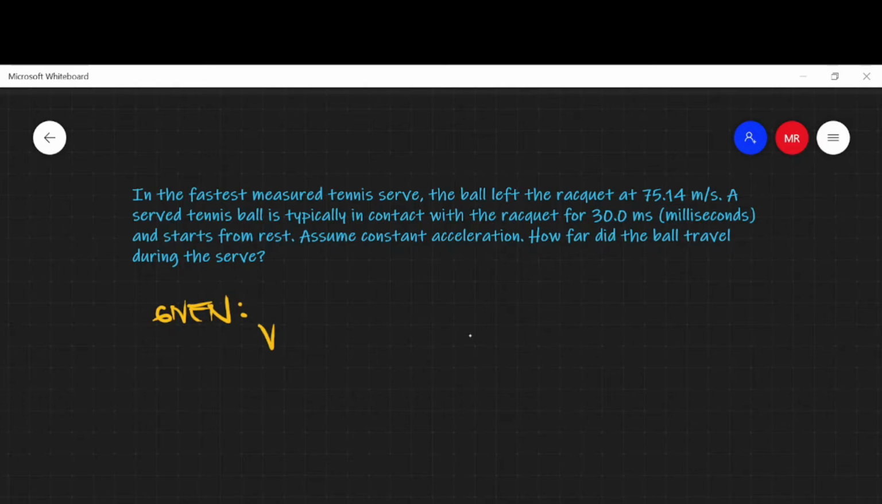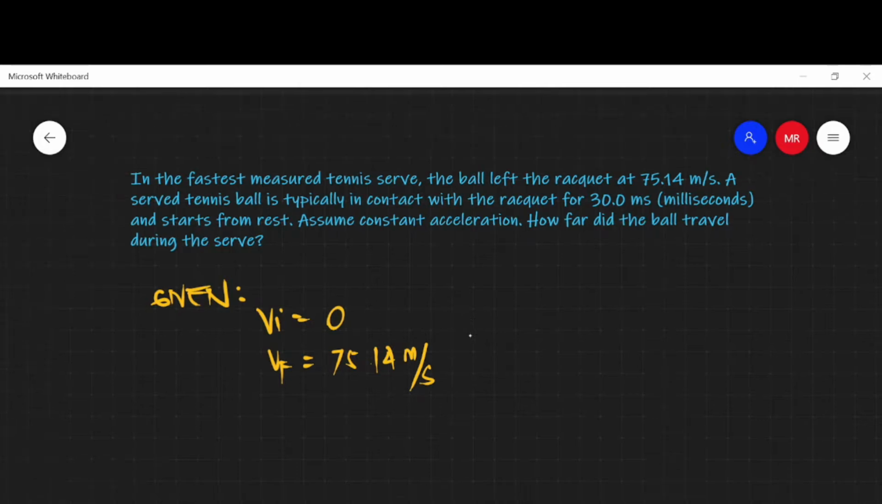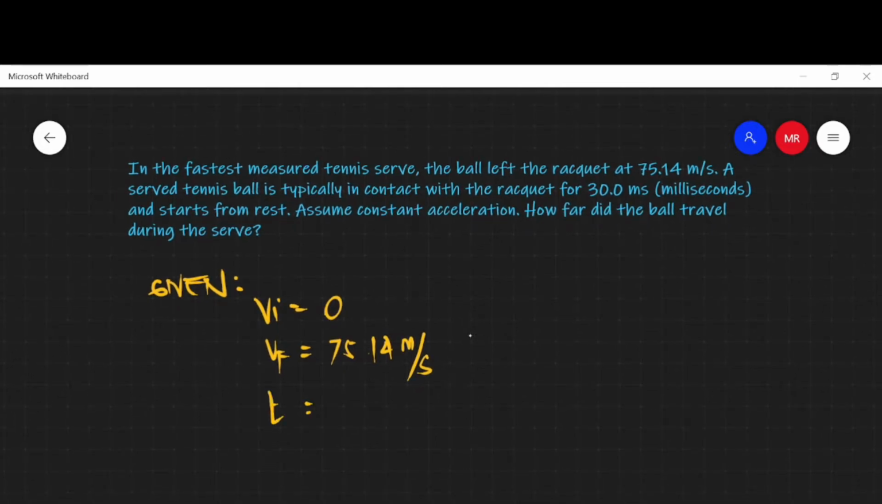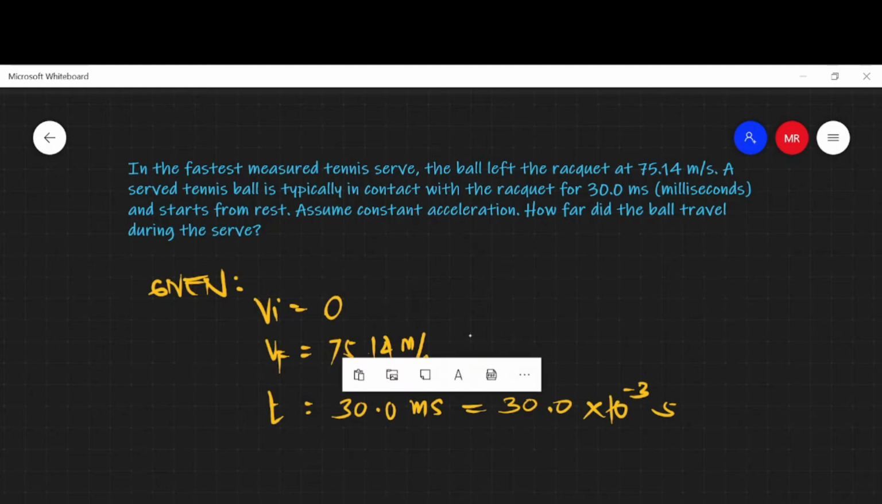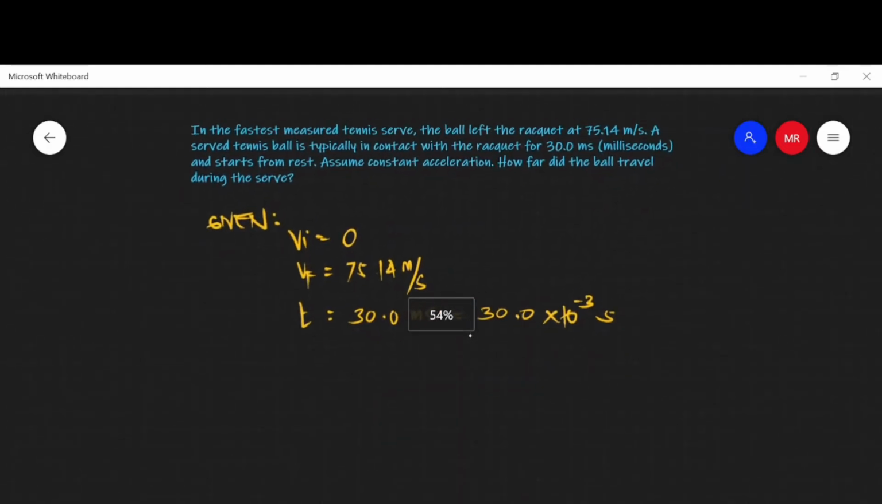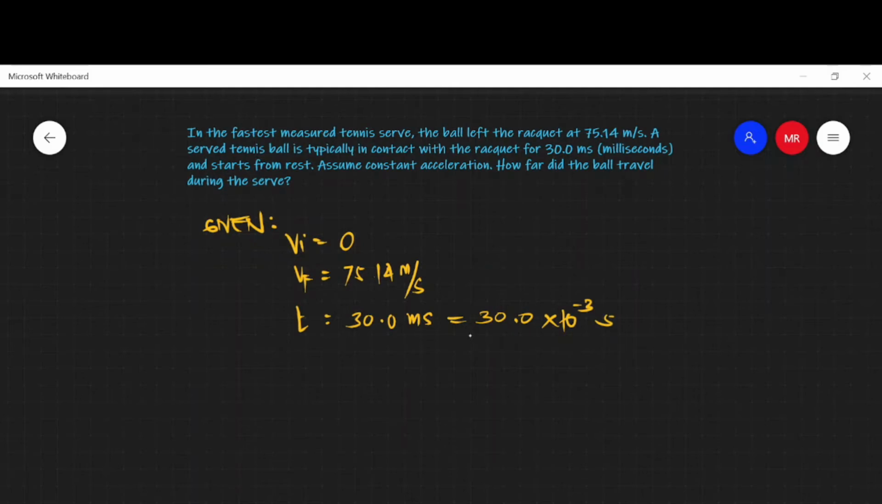Therefore, the initial velocity is 0 and the final velocity is 75.14 meters per second, and the time is 30.0 milliseconds, or this is equal to 30.0 times 10 raised to negative 3 seconds. Okay, and starts from rest. So these are all the given from the problem.